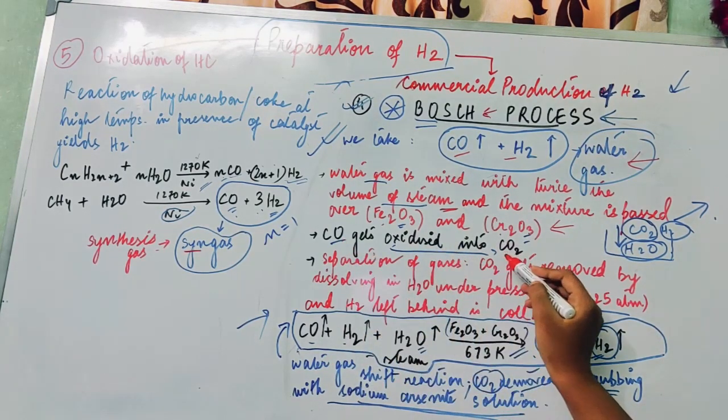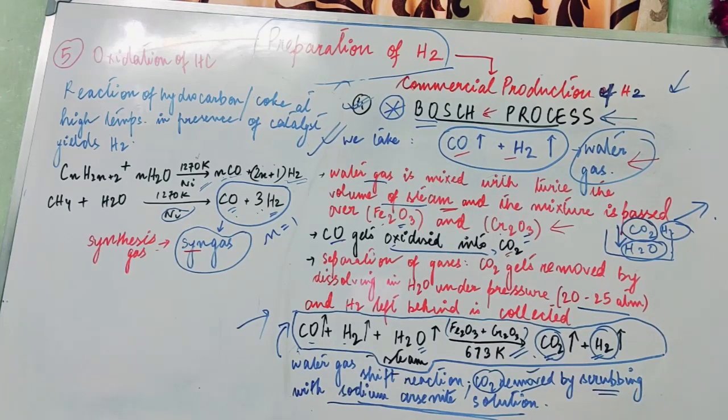CO gets oxidized into carbon dioxide. Look at the reaction: carbon monoxide plus dihydrogen plus steam, all in the form of gas, in the presence of ferric oxide and chromium oxide as catalyst at 673 Kelvin, which is quite a high temperature, gives CO2, carbon dioxide, and dihydrogen in the form of gas. This reaction is also known as the water gas shift reaction.